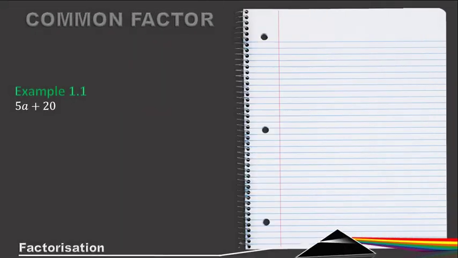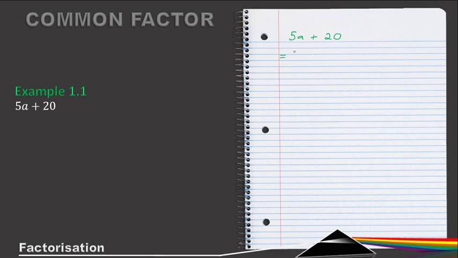So for the first example, we have 5a plus 20. Now, this is just a common factor. So we basically just need to look at what common factor we have in each term. If I have 5a plus 20, then I can see that 5 and 20 are multiples of 5. So that means I can take out 5.